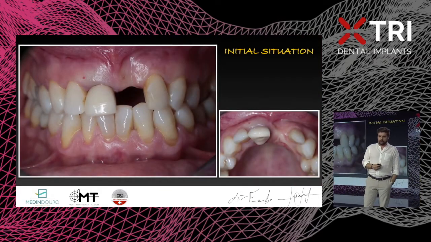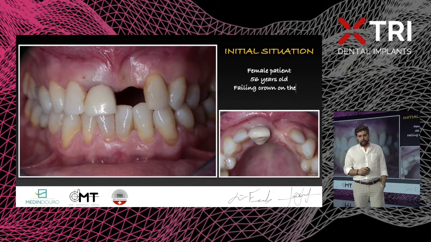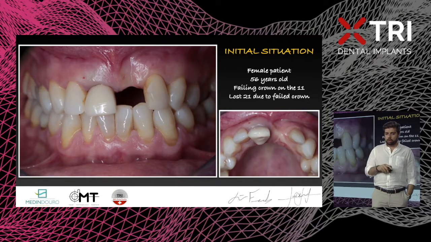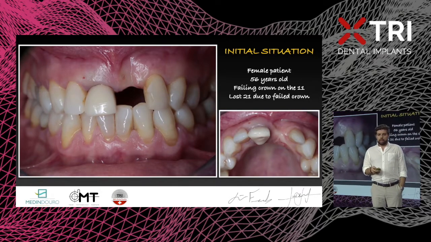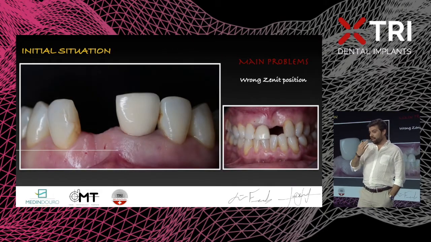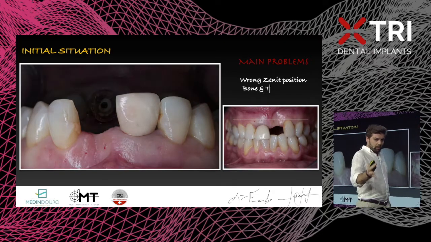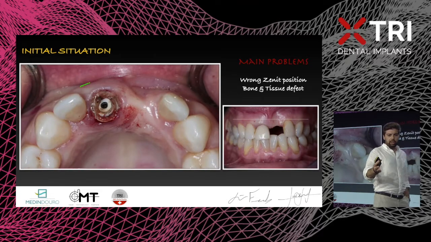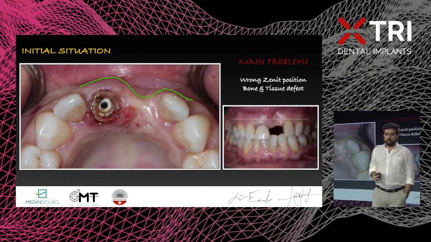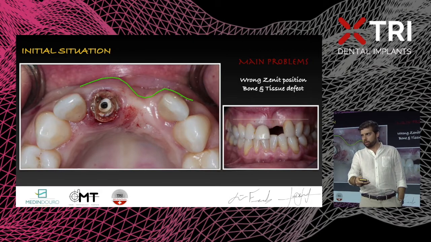So this was a 56-year-old female patient with a failing crown on the 11 and already a 21 lost to a failed crown. Now, the main problems in this situation, and again, the patient had a really high smile line, so a problem as you all know. We got a wrong zenith position, as you can see here, and we got this massive bone and tissue defect. So I'm quite sure you all agree this is a tough case. Centrals are always tough.